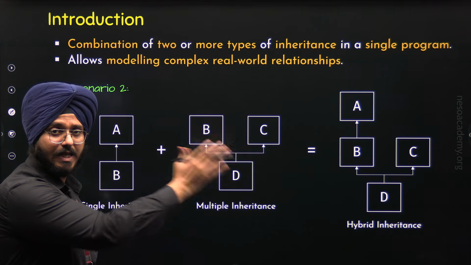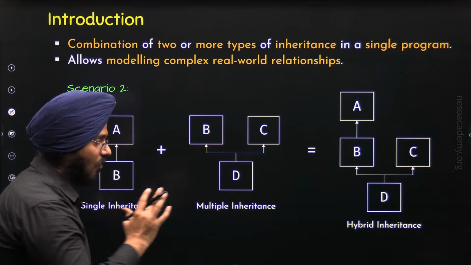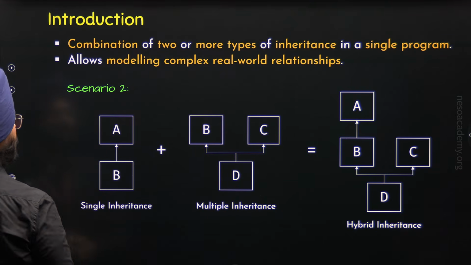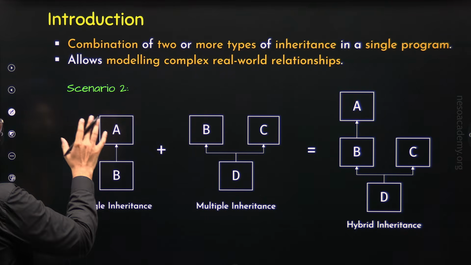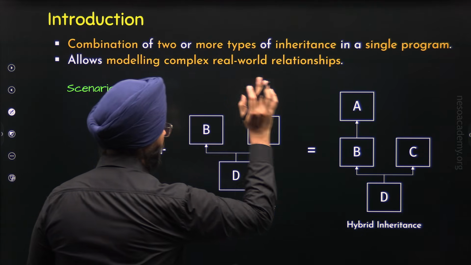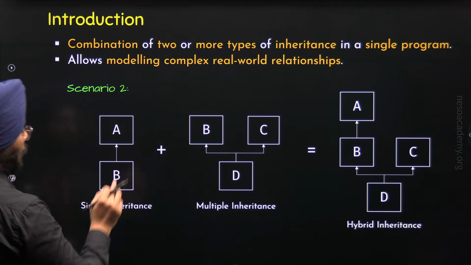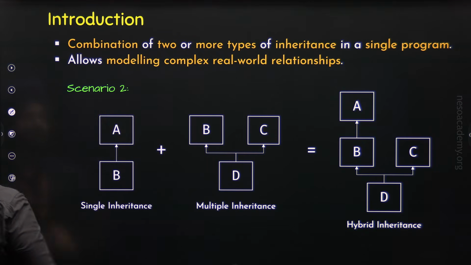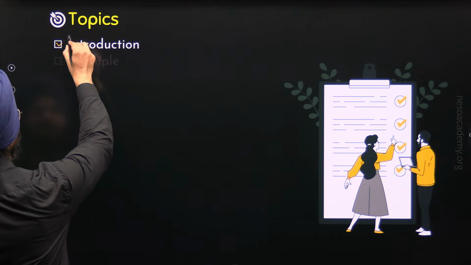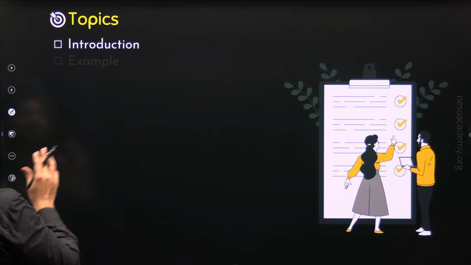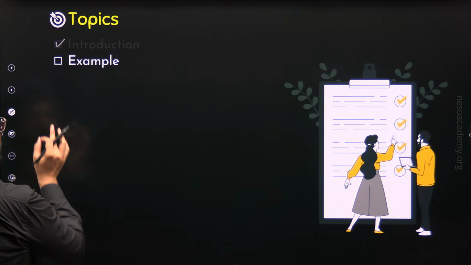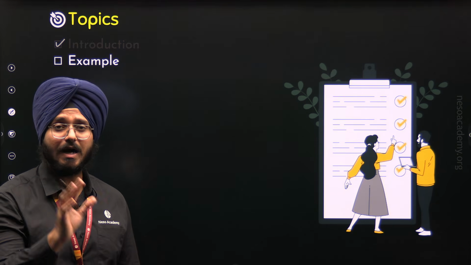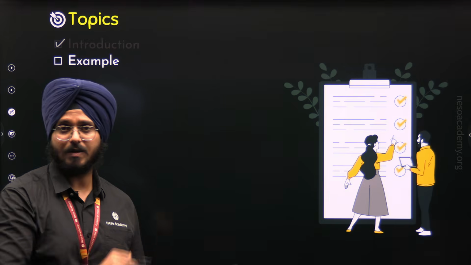This is hybrid inheritance. Now I hope these points are completely clear to you. With the help of hybrid inheritance, we can model complex real-world relationships. With this, we have understood the basics of hybrid inheritance. This means we are done with the first topic. Now let's move to the second topic where, with the help of an example program, we will understand how to implement hybrid inheritance in C++.